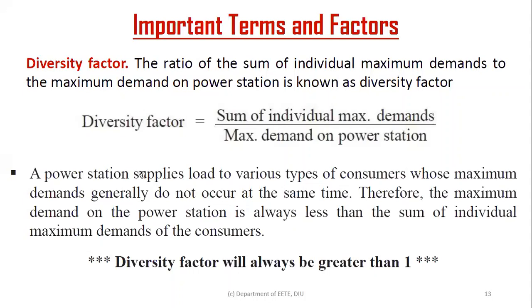You see that a power station supplies load to various types of consumers whose maximum demands generally do not occur at the same time. Therefore the maximum demand of the power station is always less than the sum of individual maximum demands of the consumers. I think you understand.